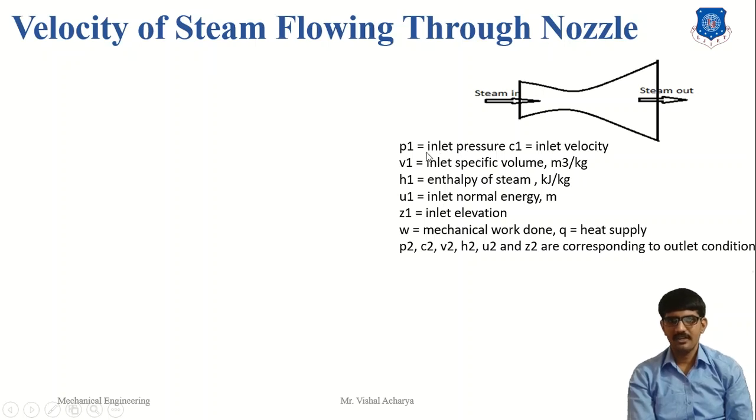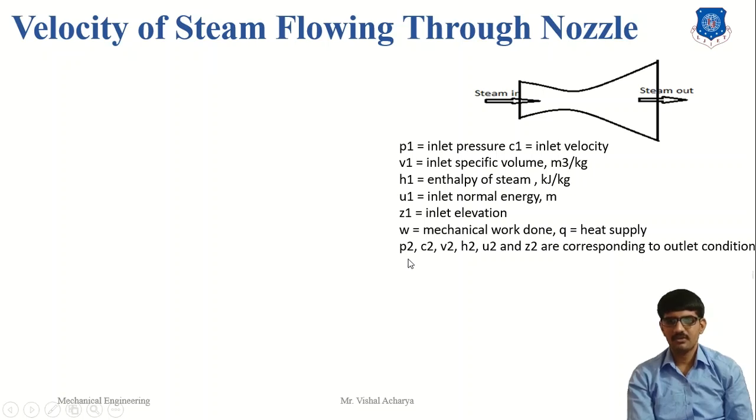For the steam inlet, the conditions are: P1 is the inlet pressure, C1 is the inlet velocity, V1 is the inlet specific volume, U1 is the internal energy, Z1 is the elevation of the inlet, W is the mechanical work done, and Q is the heat supplied. We supply some heat and we get an output of work done.